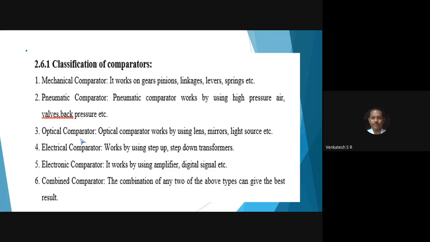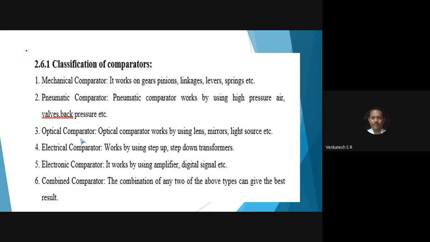Next, come to the point, electronic comparator. See, electronic comparator using the digital signal, amplifiers, rectifiers, those things are used as the electronic comparator. The last one, combined comparator. Here, a combination of the above two. There may be pneumatic mechanical, optomechanical, mechanical electrical, or electronic mechanical, or any two types of comparators are combined for the comparison of measurement.